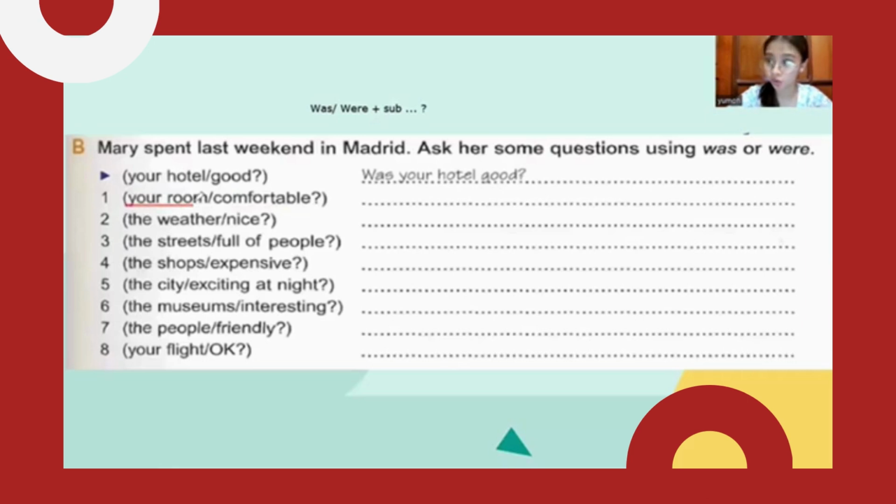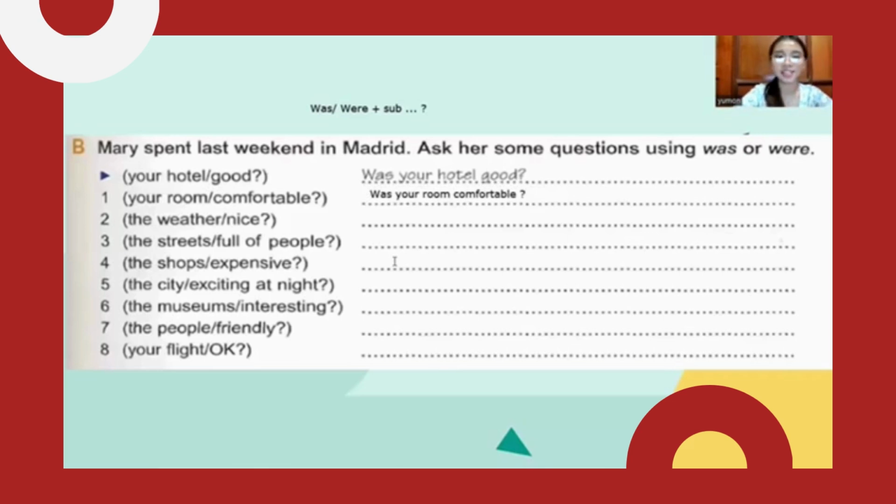Sorry, your room. Okay, so what do we have to use? Yes, was. Don't forget to write W in capital letter, okay? Because this is the beginning of the question. All right, so was your room comfortable? Ends with question mark.